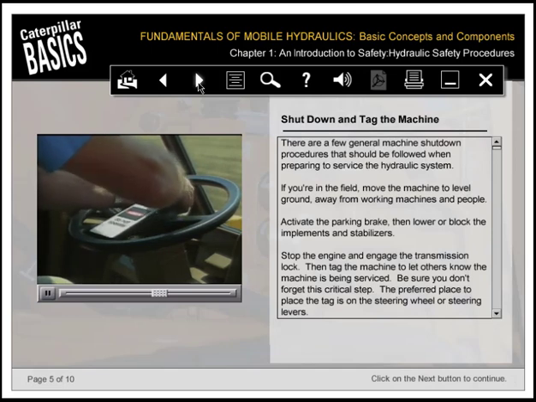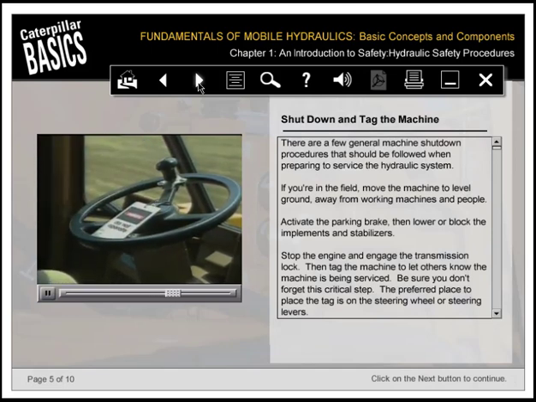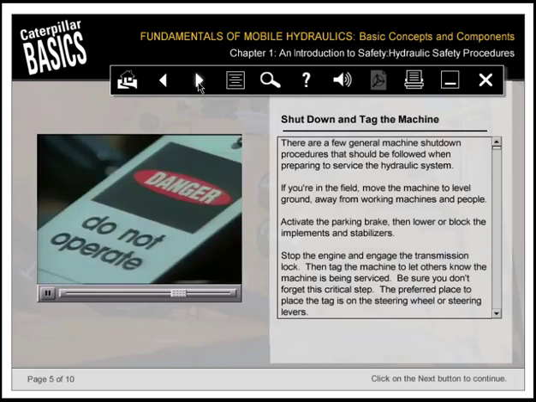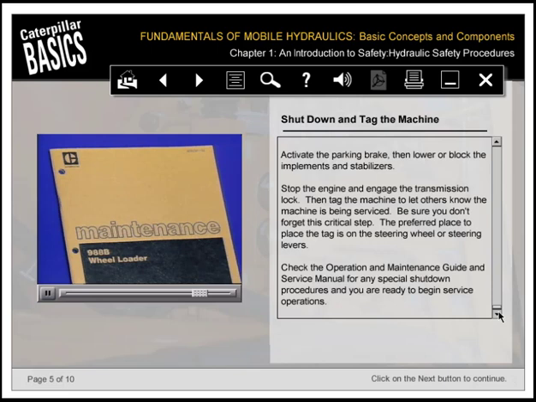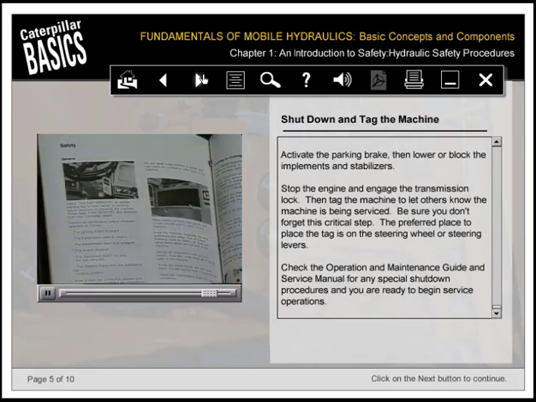Be sure you do not forget this critical step. The preferred place to place the tag is on the steering wheel or steering levers. Check the operation and maintenance guide and service manual for any special shutdown procedures, and you are ready to begin service operations.